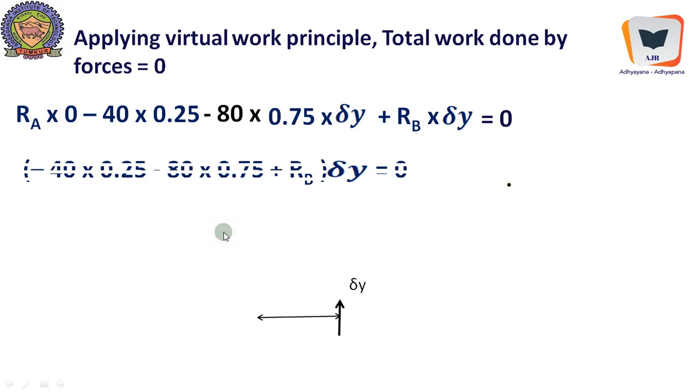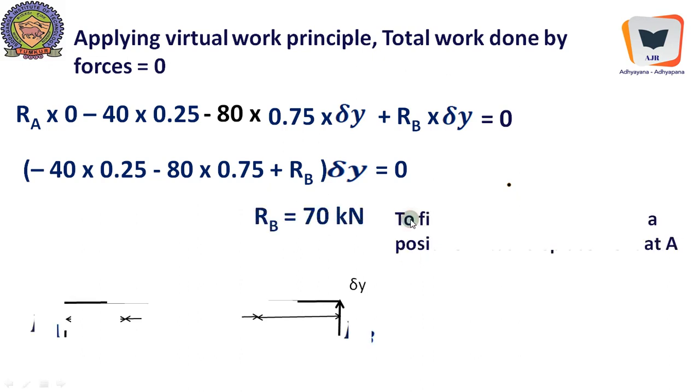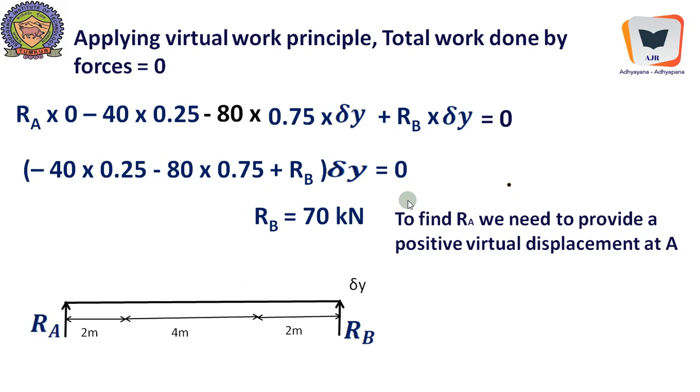Therefore, when we equate, this is the virtual work principle, and this will just vanish. Minus 40 into 0.25 minus 80 into 0.75 plus RB into del y equal to 0. We have taken del y as the common factor. Del y cannot be 0 because we have only introduced this in order to solve the problem. Therefore, upon simplification, we will get RB equal to 70 kilonewton.